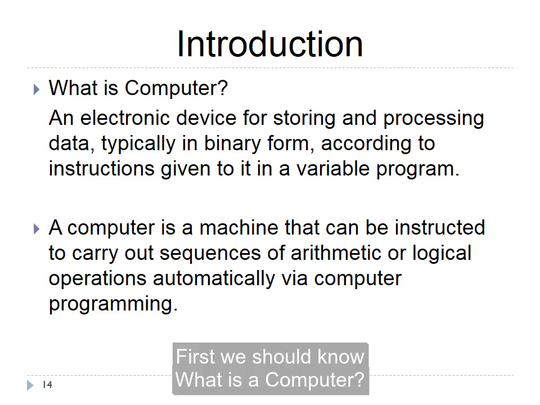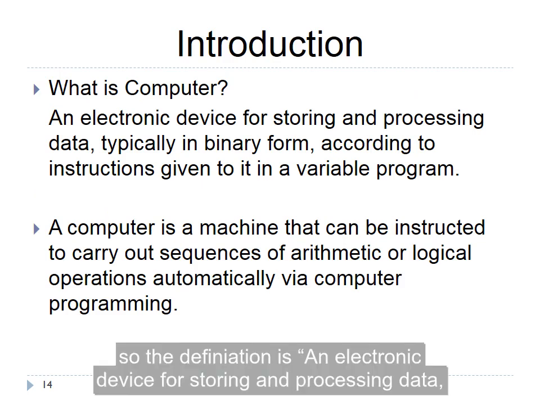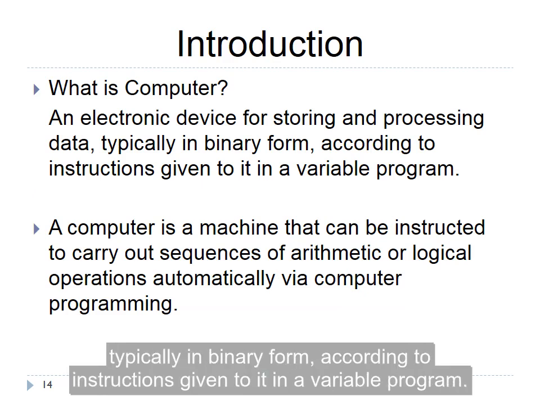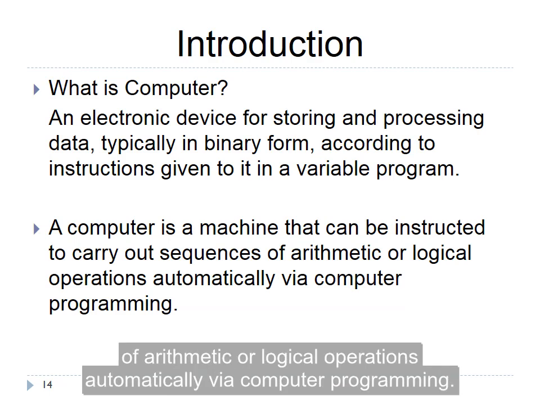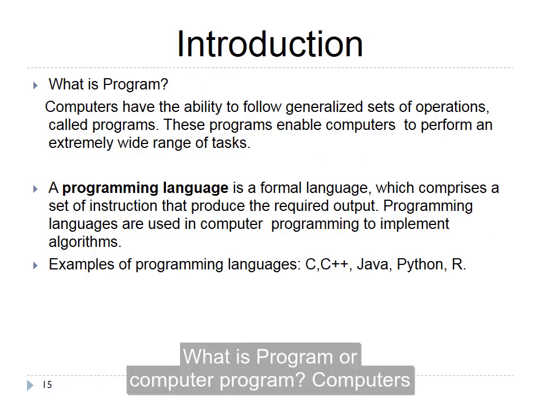First, we should know what is a computer. The definition is an electronic device for storing and processing data, typically in binary form, according to instructions given to it in a variable program. Or a computer is a machine that can be instructed to carry out sequences of arithmetic or logical operations automatically via computer programming. What is a program or a computer program?